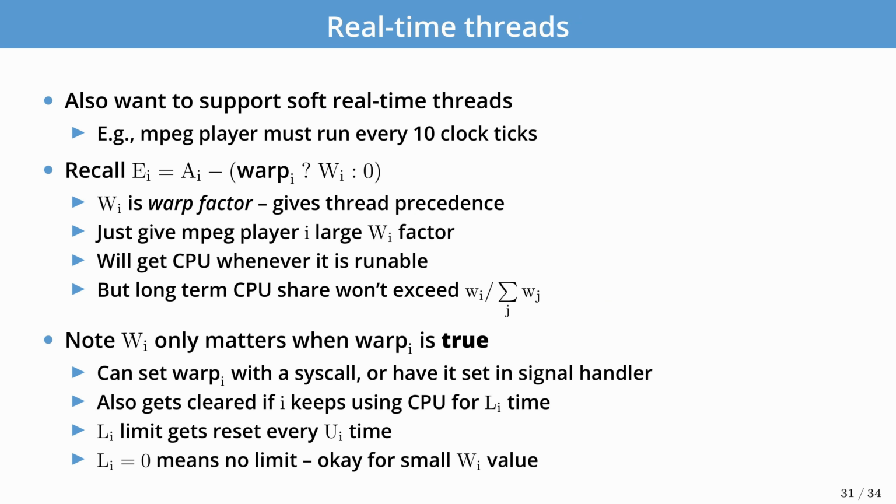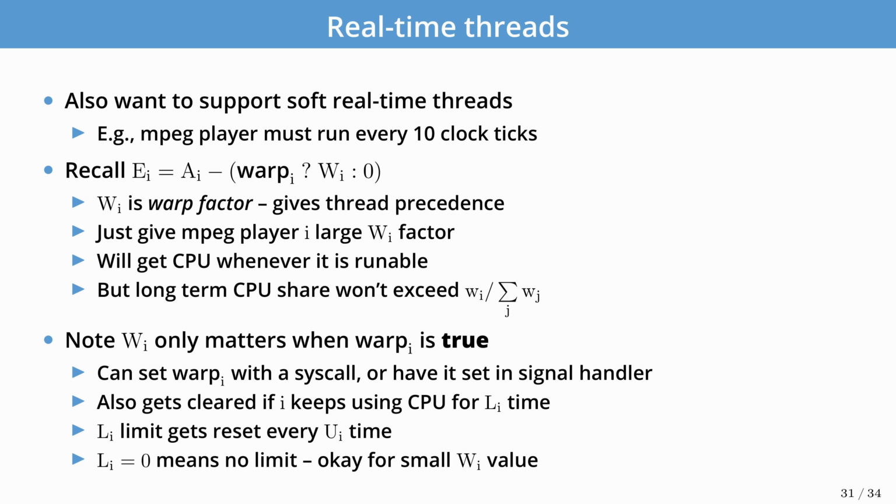So let's look at one last thing with the BVT scheduler, which is to see how the warp factor and the warp flag work. Basically, the idea here is that we want to be able to support soft real-time threads, and virtually every desktop OS has some notion of this to support games, video, music, or any kind of processing that has to be done roughly to some deadline.